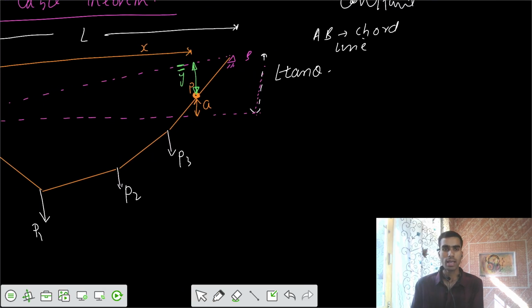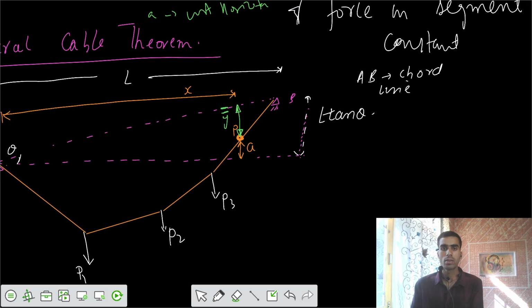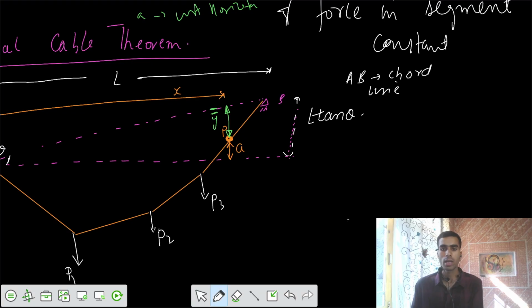And one more thing: what is the total value here? What is this y bar plus A equal to? This total is equal to L tan theta for the length of L.